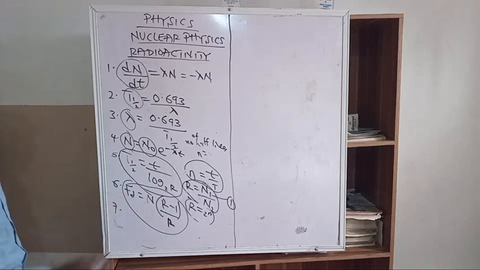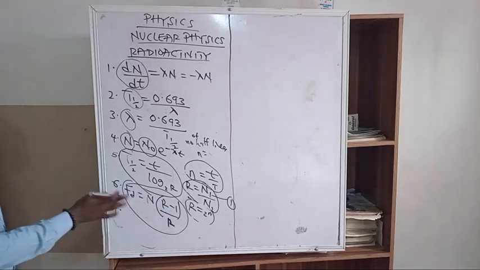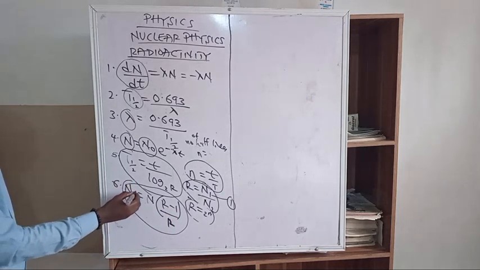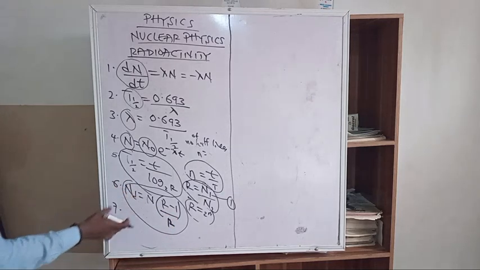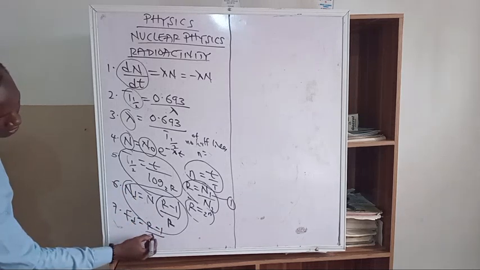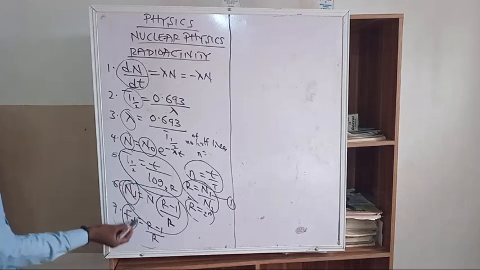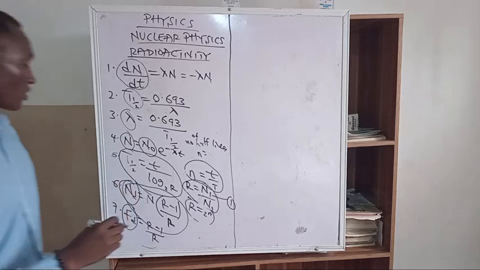Then number 7, we have the number of atoms that has decayed. But your fraction of atoms that has decayed is given to be R minus 1 over R. This one is the number of atoms that has decayed, while this one is the fraction of atoms that has decayed. So take note of your question if they ask it.